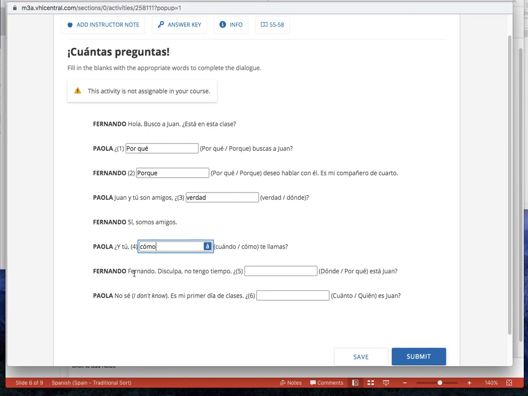Fernando dice, disculpa, no tengo tiempo. Blank está Juan. Alright, so we can say, ¿Dónde está Juan? Or ¿Por qué está Juan? Pause. We're back. And ¿Dónde? Right? He wants to know where his roommate is. ¿Dónde? Accent over the O there. ¿Dónde está Juan?